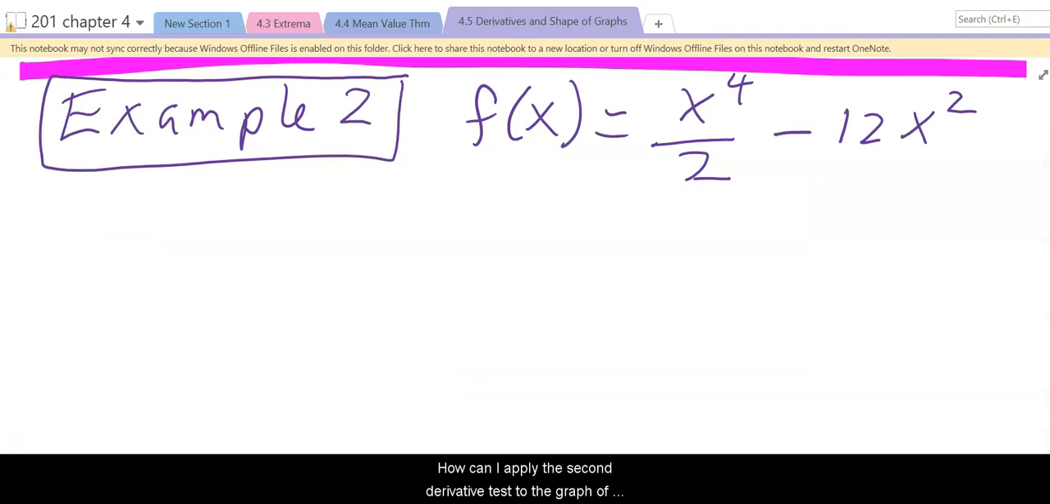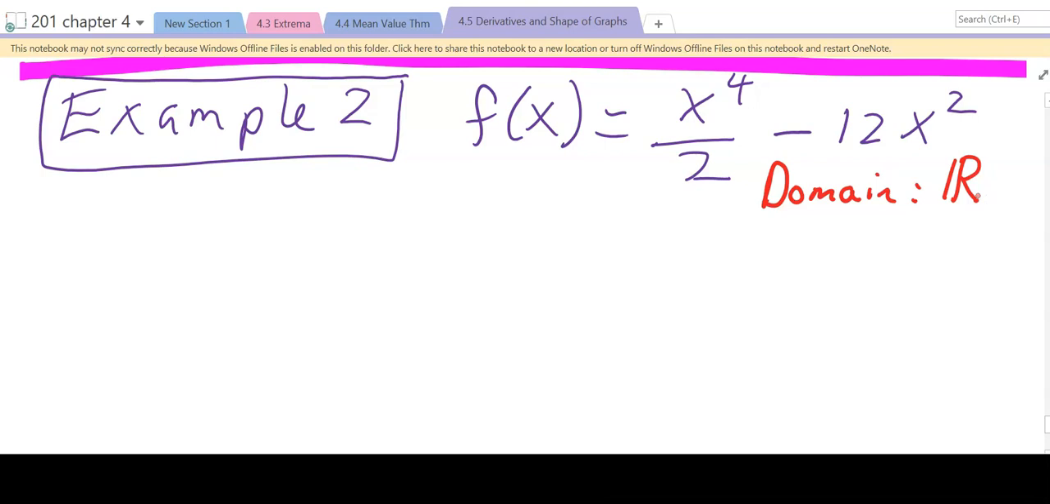How can I apply the second derivative test to the graph of the function x to the fourth divided by 2 minus 12x squared? In your first step for all of these, you should analyze the domain of the original function. In this case, because it is a polynomial of degree 4, my domain is all real numbers from negative infinity to infinity. Any critical point I find is possible for the location of a relative extrema. Any second derivative value equal to 0 is a possible place for an inflection point.